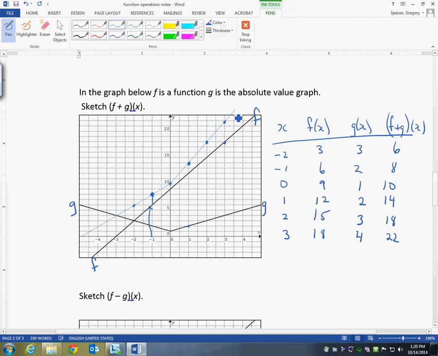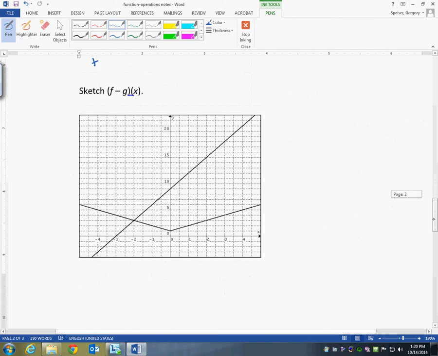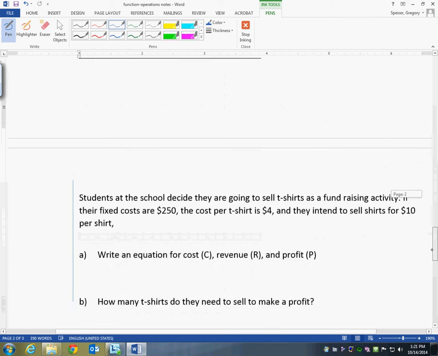And just to make sure we don't lose any half marks, this does increase. I'm assuming that these lines increase or continue on forever in that direction. But we'll talk about how the domain affects things when you add or subtract. All right, so let's skip the f minus g because I think you see the pattern. I think it's fairly straightforward.